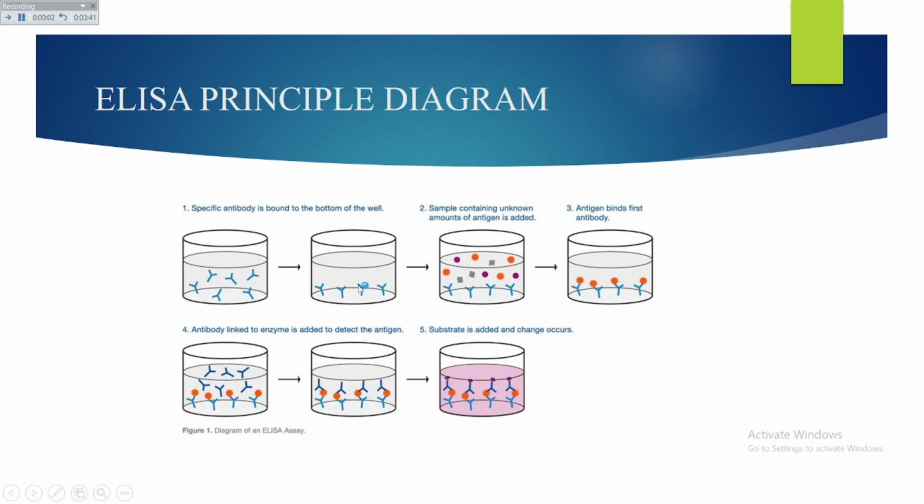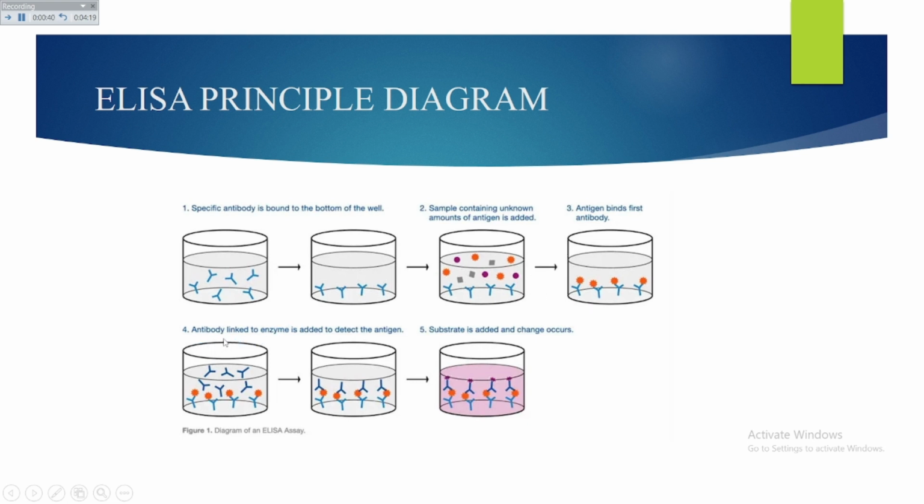This diagram explains it very well. First, a specific antibody is bound to the bottom of the well, where we perform the ELISA technique. Second, a sample containing an unknown amount of antigen is added to the well, to that specific antibody bound at the bottom. Third, the antigen binds the first antibody. The antigen you added immediately binds to the antibody at the bottom of the well.